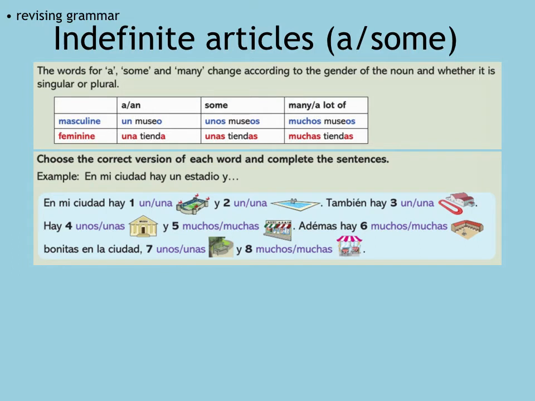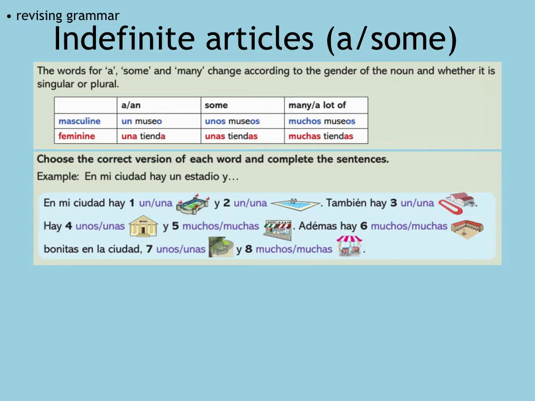Okay, so we're going to do this little activity. You're going to choose the correct version of each word and complete the sentences. So let's just go through and check that we all agree on what these pictures are. So in the text, the first picture you've got is of a stadium. So you need to decide in Spanish, is stadium un or una? It's un. Okay, there's your example. So you would write, en mi ciudad hay un estadio.